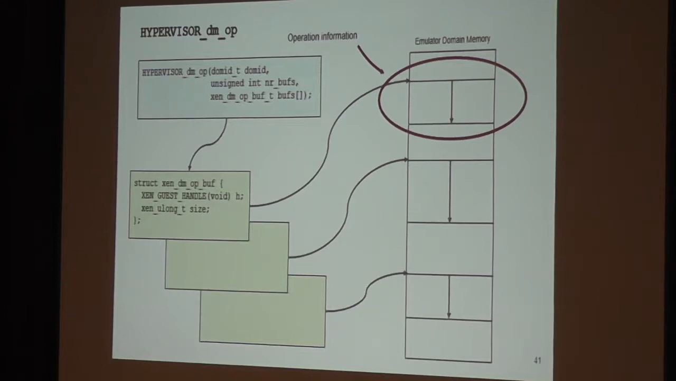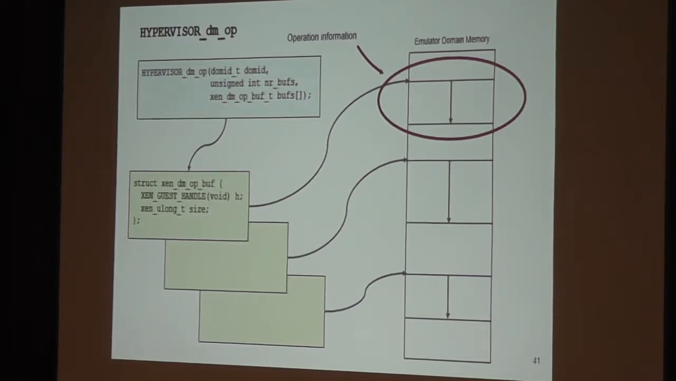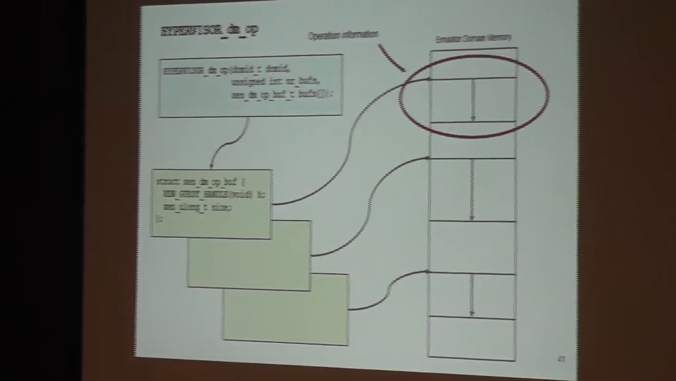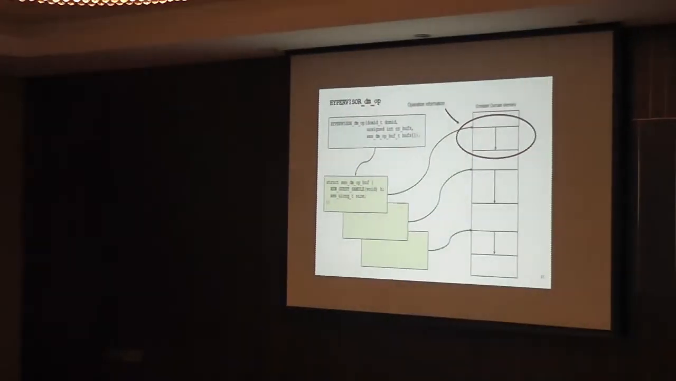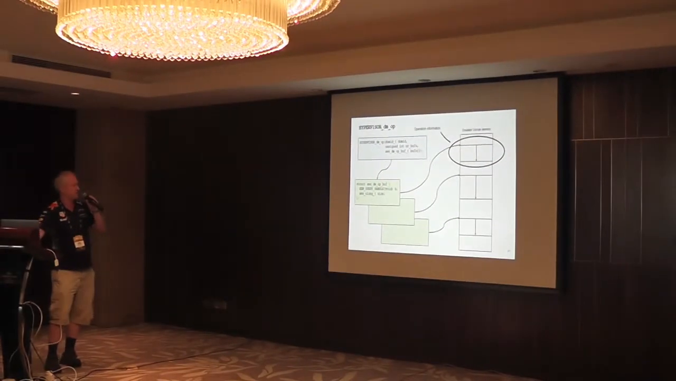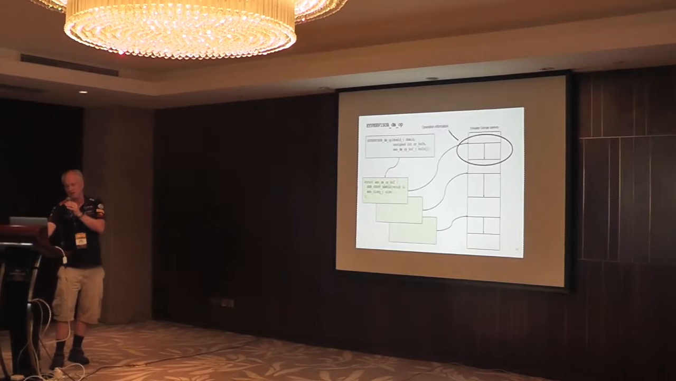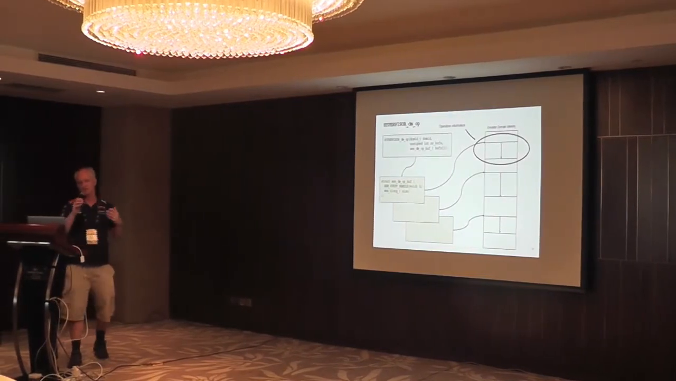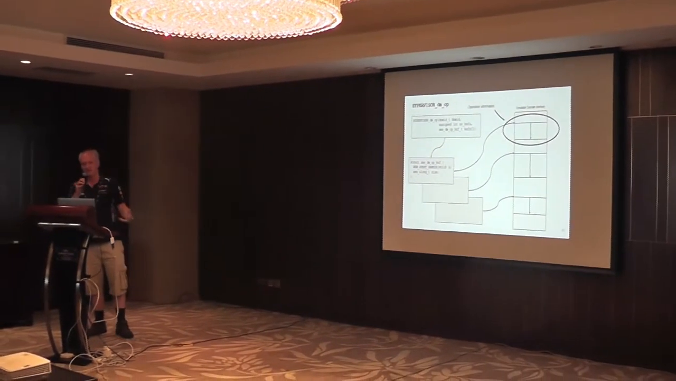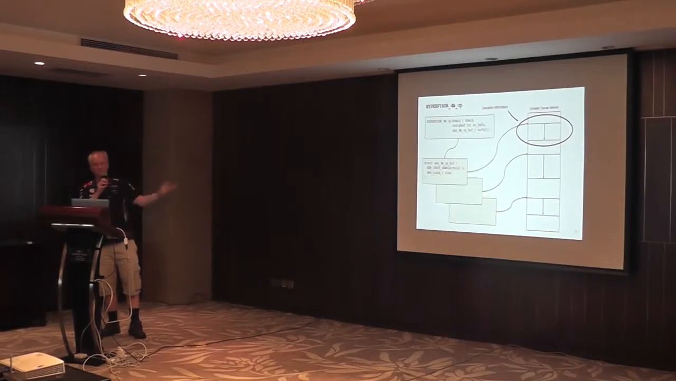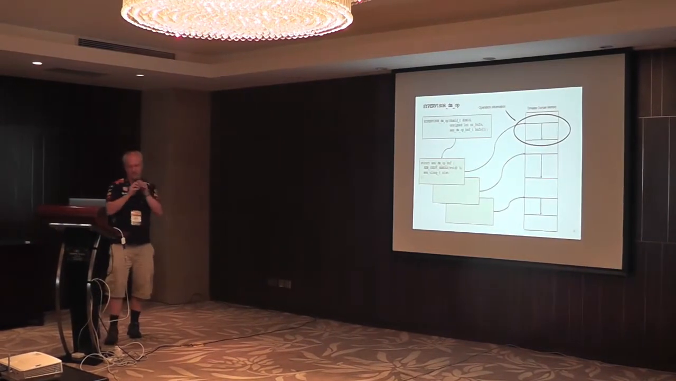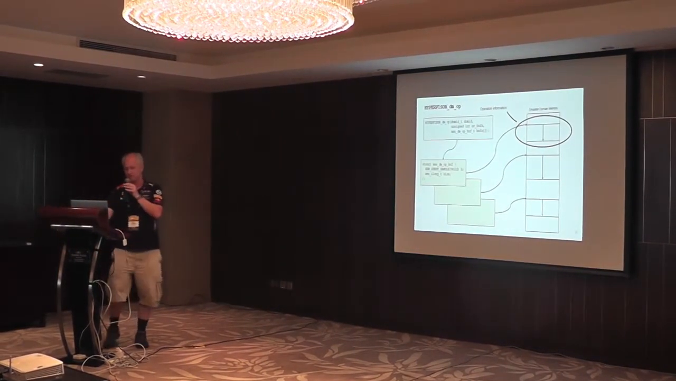And then this is mechanically translated by privcommand into the DMOP hypercall. As you can see, it's basically got the same structure: domain ID, number of buffers, buffer structures, each buffer is a guest handle and a size. And that means that you can't, as a compromised emulator, get the privcommand driver to pass an arbitrary memory handle into Xen. So it gives us some degree of safety.